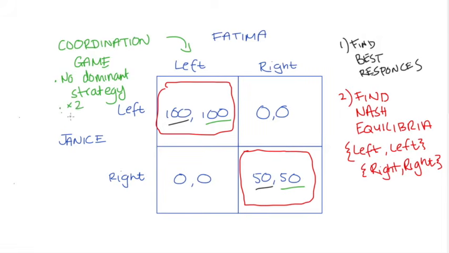The two Nash equilibria here correspond to the two outcomes where our players coordinate together. A model like this can be used to describe situations where what matters is coordination.